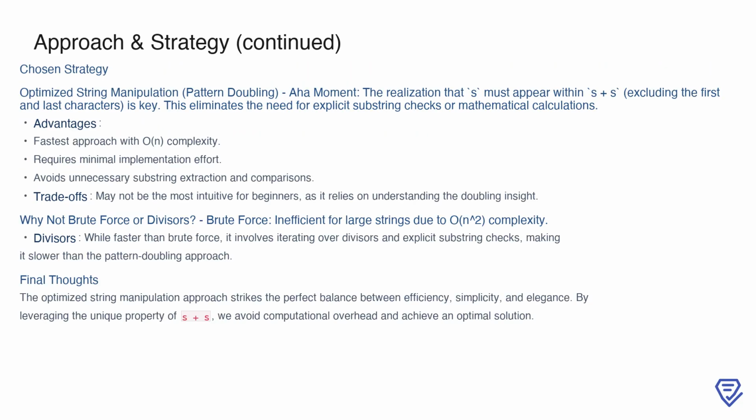The chosen strategy for solving this problem is the optimized string manipulation approach, which relies on the insight that if the string is formed by repeating a substring, it will appear as a proper substring within its doubled version. This realization is the key to the solution, as it eliminates the need for time-consuming substring extraction and comparison. With a time complexity of O(n), this method is not only the fastest but also the simplest to implement.